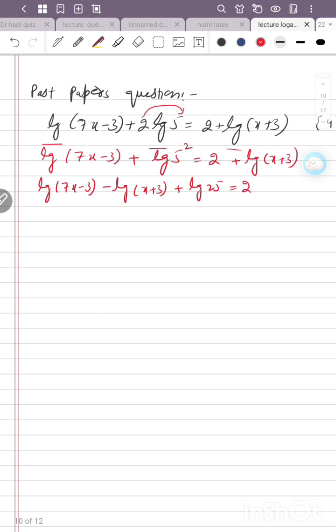Now we have to convert it into a single log. The first two are positive and the middle one is negative, so the positive terms will be multiplied. Log of 7x minus 3 here, and here 25, because these two numbers are multiplied. And this number, because it is negative, will be divided by x plus 3. This is my division. Equal to 2.